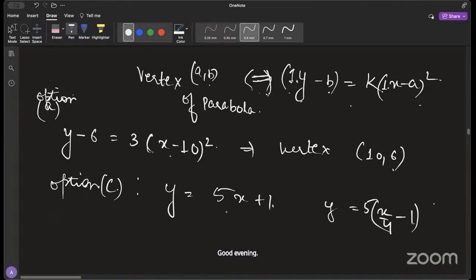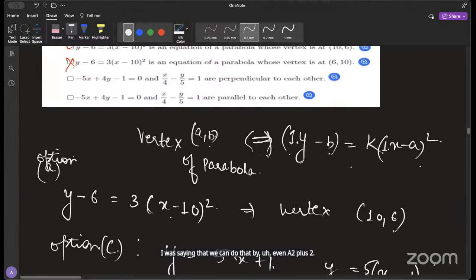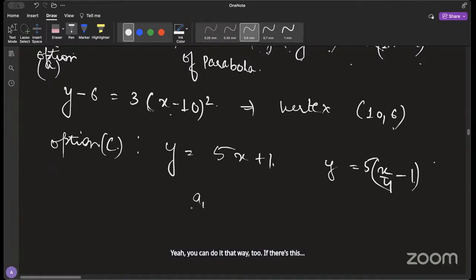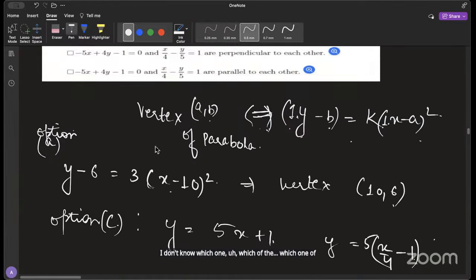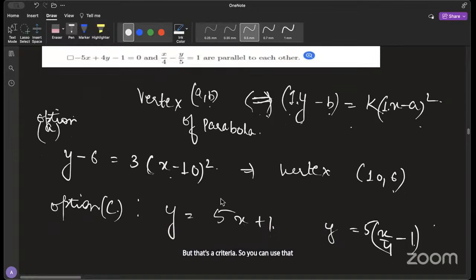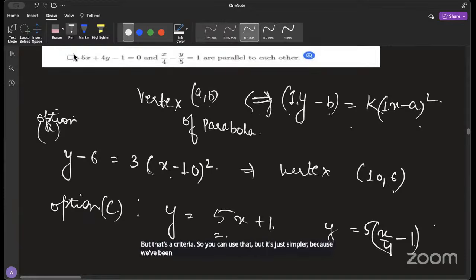I was saying that we can do it by A1, A2 plus B. Yeah, you can do it that way too. If there's this thing where you compare A1 by A2 and all of that, you can do that too. I don't know which of the perpendicular and parallel uses this criteria, but that's a criteria. So you can use that, but it's just simpler because we've been doing this approach all along. So let's stick to this one where you have to find the slope of each of these.